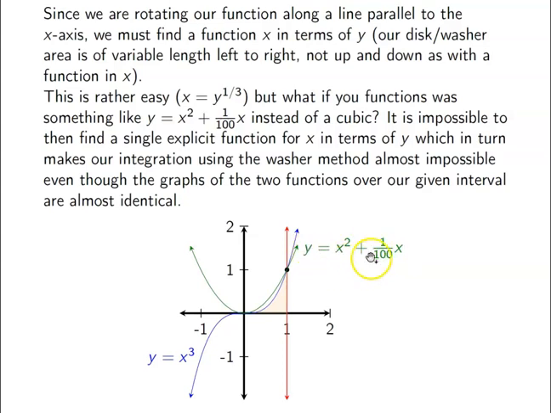But if I took this function, y equals x squared plus 1 over 100x, and I rotated it over the line of symmetry, x equals 2, it would be impossible for me to find the volume of that solid using the washer method, the method we used in the last section. You wouldn't think so because the functions are almost identical, right? In area, obviously there's an area here, but how come I could do it for x cubed but not for this one? The reason is because I don't have an explicit function when I try to go left to right to find my washer outer radius.